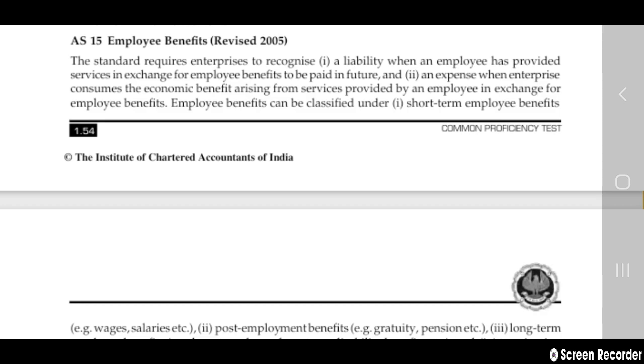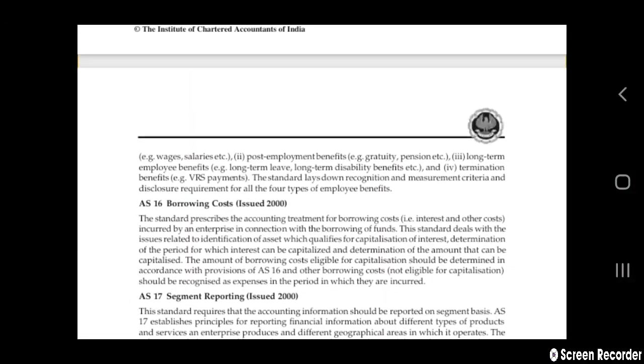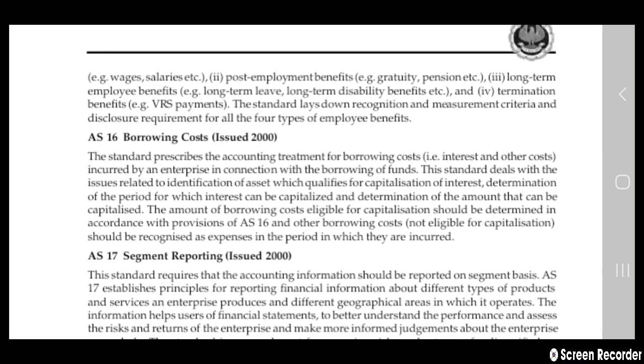There are four types of employee benefits. Short-term employee benefits are like wages and salaries. Post-employment benefits are gratuity and pension. Long-term employee benefits are like long-term leave and long-term disability benefits. Termination benefits are payments like VRS payments.